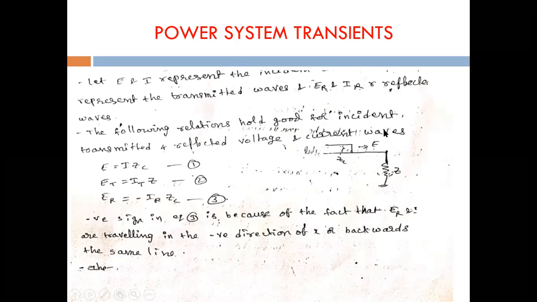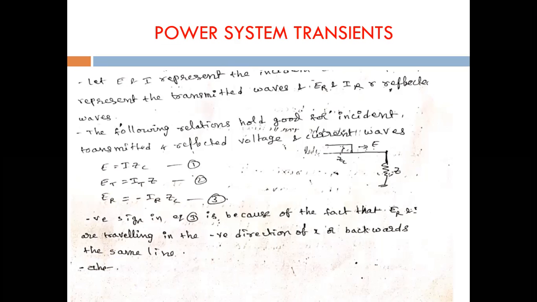The negative sign in equation 3 is because ER and IR are traveling in the negative direction. Traveling in the negative direction means the waveform is reflected back. That's why it is represented with a negative sign.